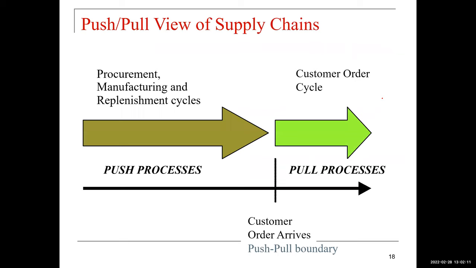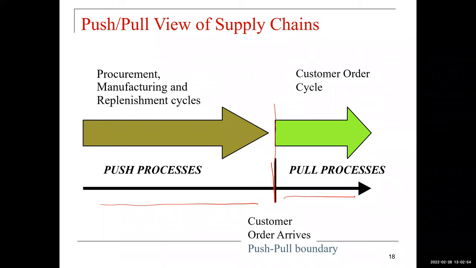So, pull versus push in the supply chain, you have the timing boundary here. You have the procurement, manufacturing, and replenishment cycles. It's a big arrow showing all the time it takes for the customer order cycle in the pull process. You see, this is the time mark. For push systems, everything will happen before the customer order arrives. For the pull system, everything starts happening after the customer order arrives. So that's the main difference between them.